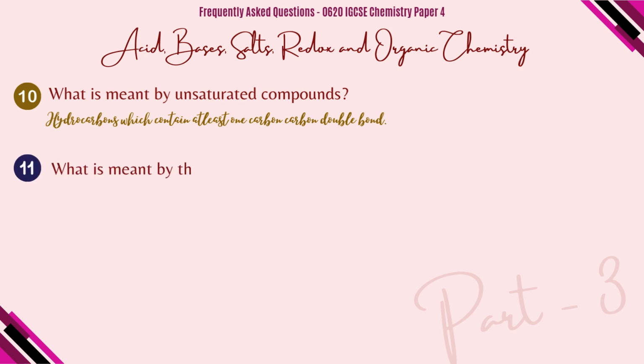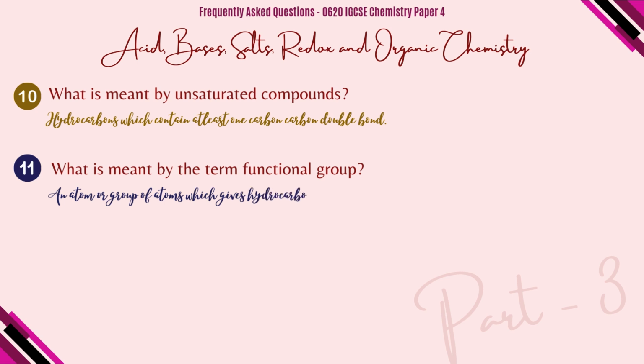Question 11. What is meant by the term functional group? A functional group is an atom or a group of atoms which, when combined with any hydrocarbon, give it its characteristic chemical properties or specific chemical properties.